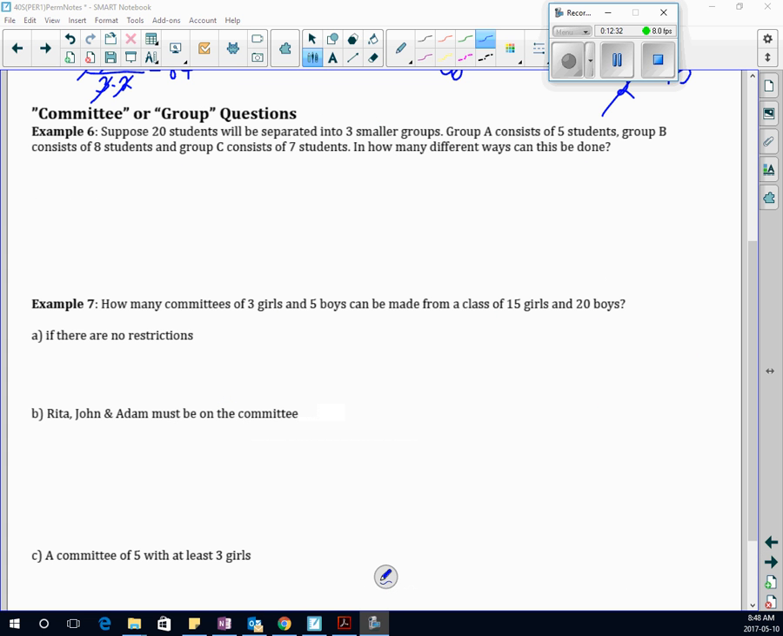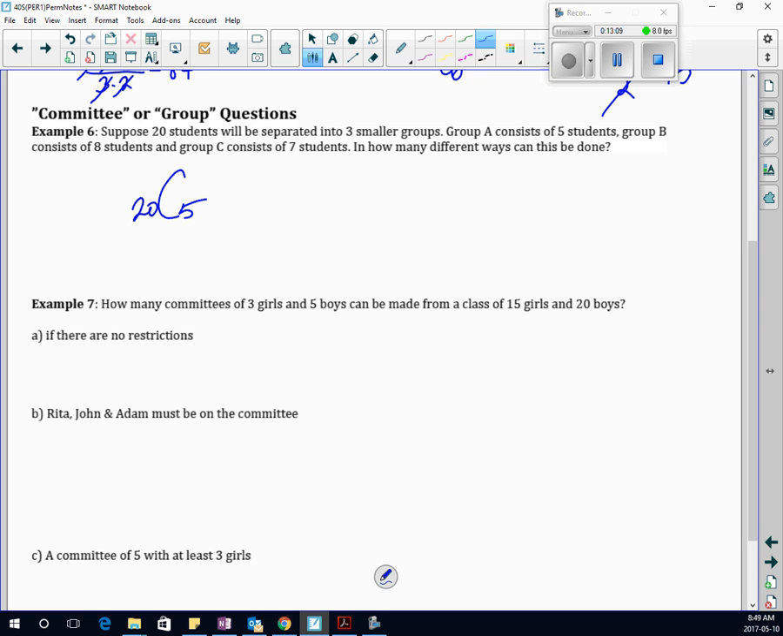Okay, so anytime you see the word group or committee, you know automatically it's a combination. Don't try to do it as a permutation, otherwise you'll get the wrong answer. So suppose 20 students will be separated into 3 smaller groups. Group A consists of 5, Group B consists of 8, Group C consists of 7. How many different ways can this be done? So how would I choose the first group? How many people do I have to choose from? I have 20 to choose from, and I need to choose 5.